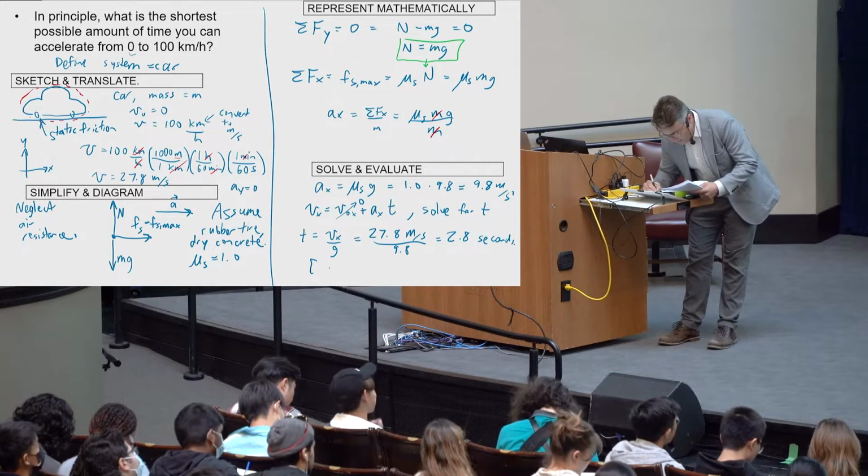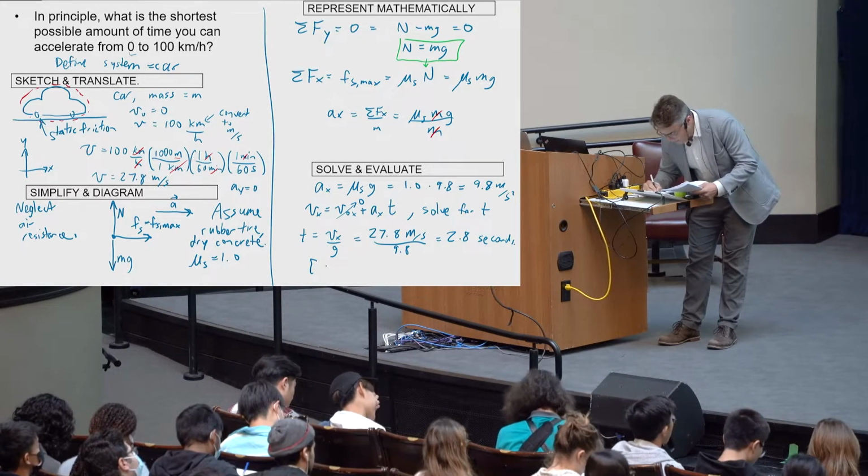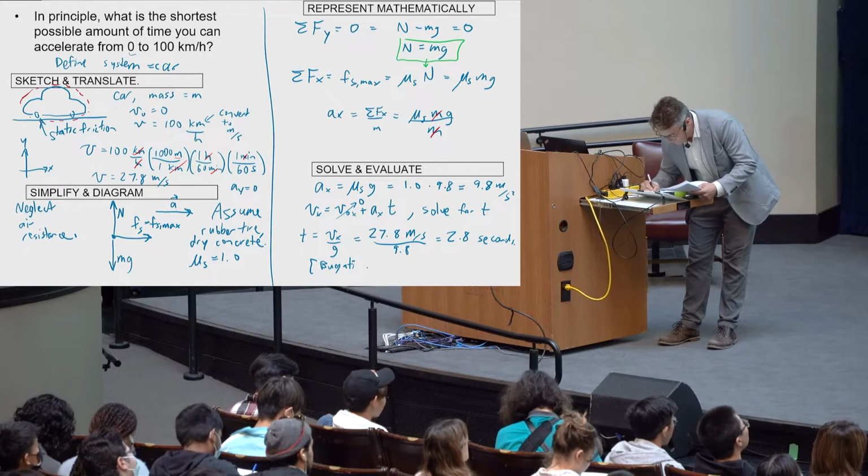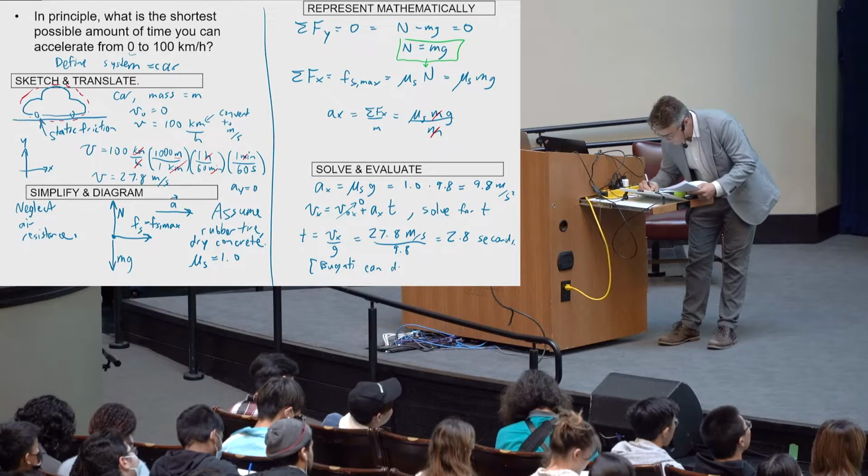And by the way, I looked it up, and a Bugatti can do it in 2.3. So how's that possible?